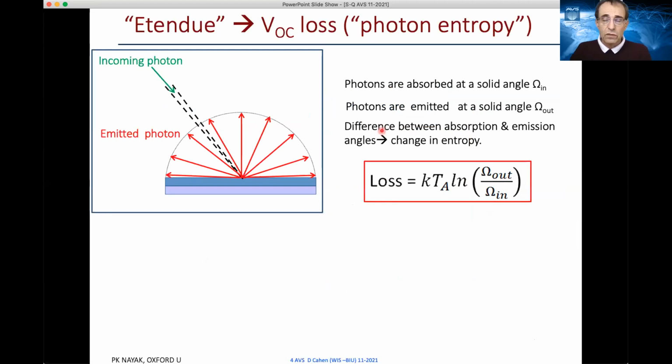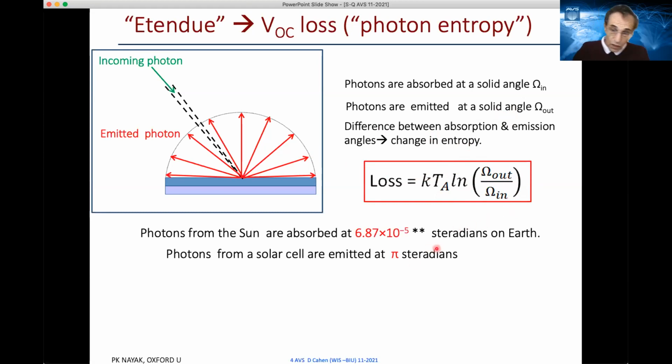And then there is something called étendue loss or photon entropy. And it has to do with the angle at which the solar energy reaches Earth compared to where it is radiated out of the solar disk, and the angle at which the device that absorbs it irradiates out its thermal energy or its emissions, luminescence. And those angles are vastly different. And because they're so different, there's a change in entropy, which can be written from StatMech, statistical mechanics, as the logarithm of the ratio between the angle at which they are emitted and which they are intercepted.